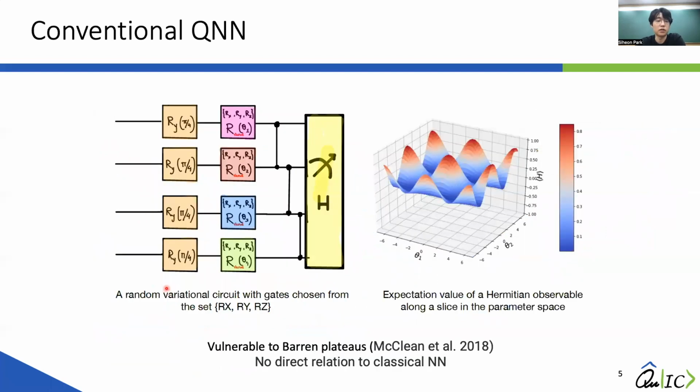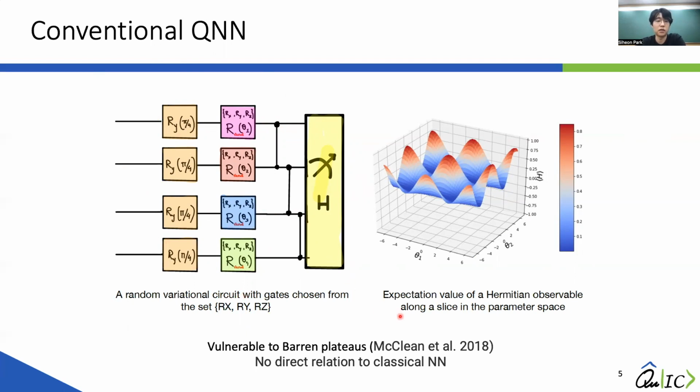And conventionally, we make a quantum version of this neural network like this, using parametric quantum circuits. So we prepare parameterized gates and some entangling gates to construct some parameterized unitary, so we can learn the unitary of our target.